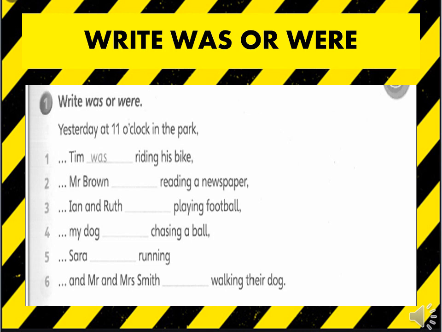Second sentence is, yesterday at 11 o'clock in the park, Mr. Brown dash reading a newspaper. Third, Ayn and Ruth dash playing football. Fourth, my dog dash chasing a ball. Fifth, Sarah dash running. Sixth, Mr. and Mrs. Smith dash walking their dog.